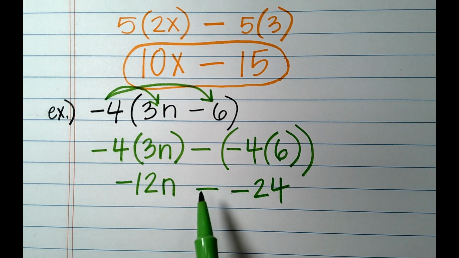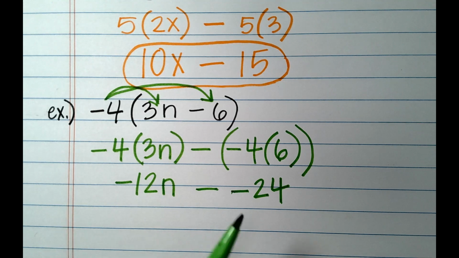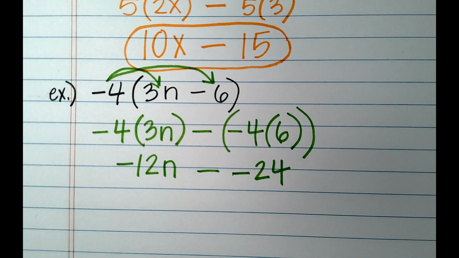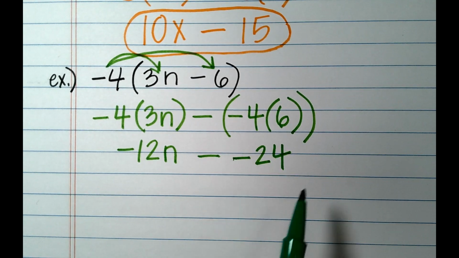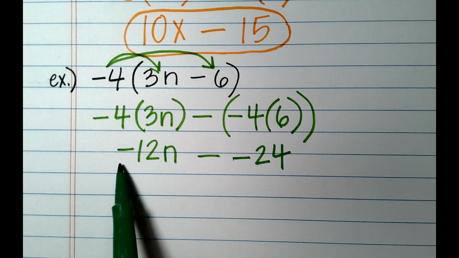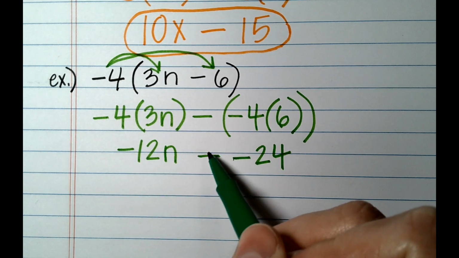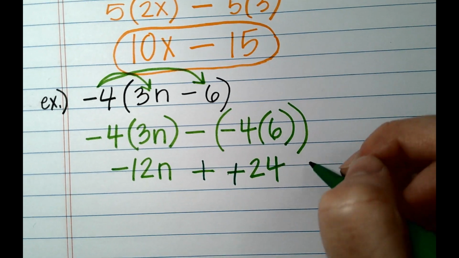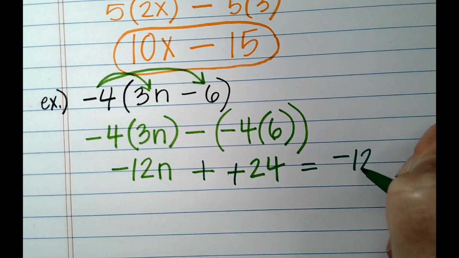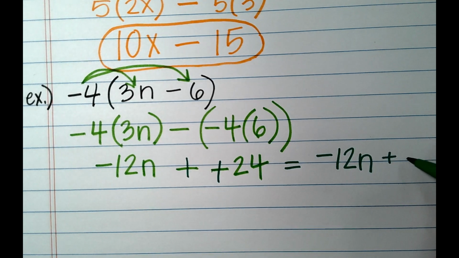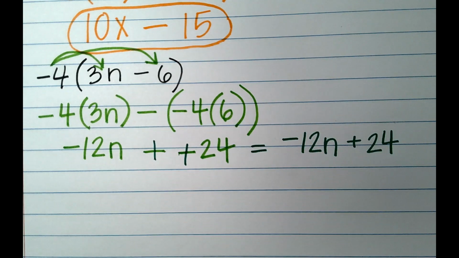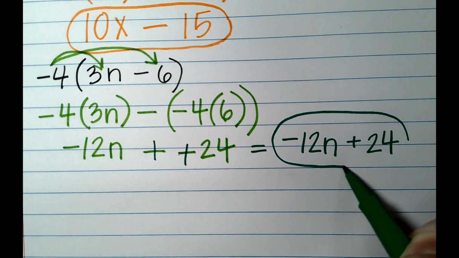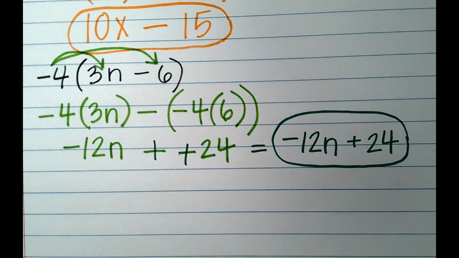What does this mean when I have minus and negative? What can I change that to? A plus. When you have 2 negatives side by side, or anytime you're subtracting a negative, it's the same thing where you keep the first term and change the minus to a plus. This is the same as -12n plus 24. And that is our answer. Okay.